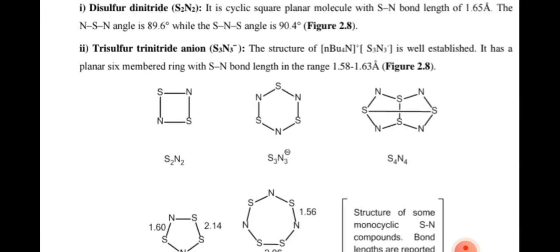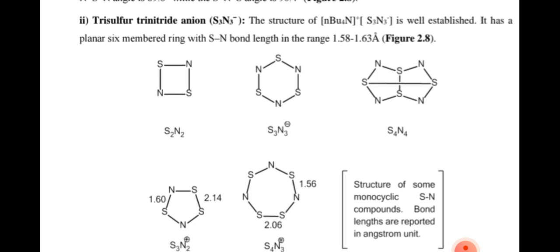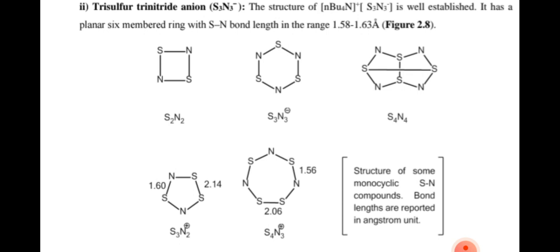First, disulfur dinitride S2N2. It is a cyclic square planar molecule with sulfur nitrogen bond length of 1.65 angstrom. The nitrogen sulfur nitrogen angle is 89.6 degrees, while the sulfur nitrogen sulfur angle is 90.4 degrees. Second, trisulfur trinitride S3N3 minus. The structure of NBu4+ S3N3 minus is well established. It has a planar six-member ring with sulfur nitrogen bond length in the range 1.58 to 1.63 angstrom.